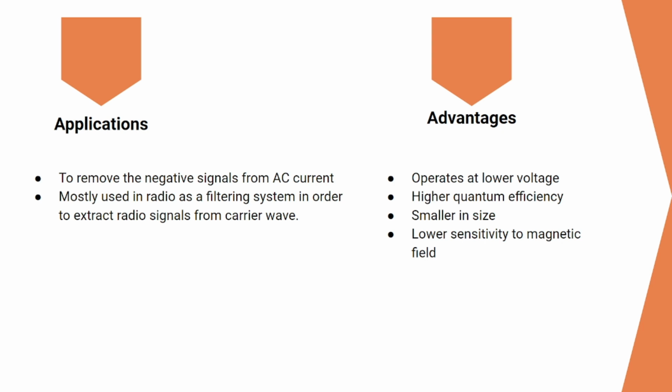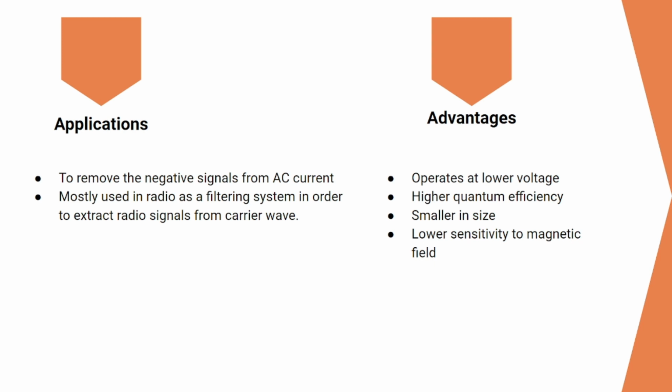In radio they are used as a filtering system in order to extract the radio signals from the carrier wave. Where the carrier wave has radio signals, these kinds of diodes are used to extract the radio signals from the carrier wave by means of a filtering system. So they are used in radio as a filtering system.